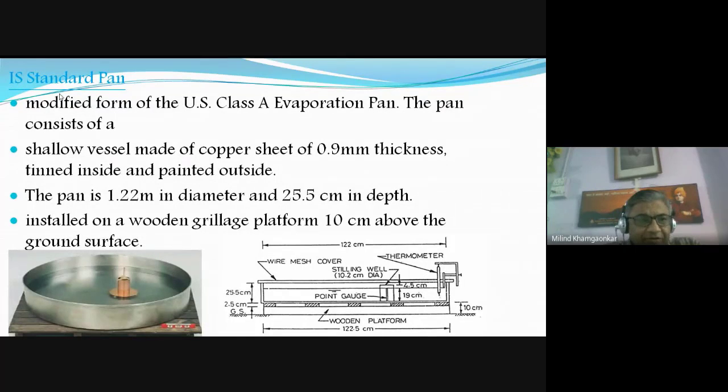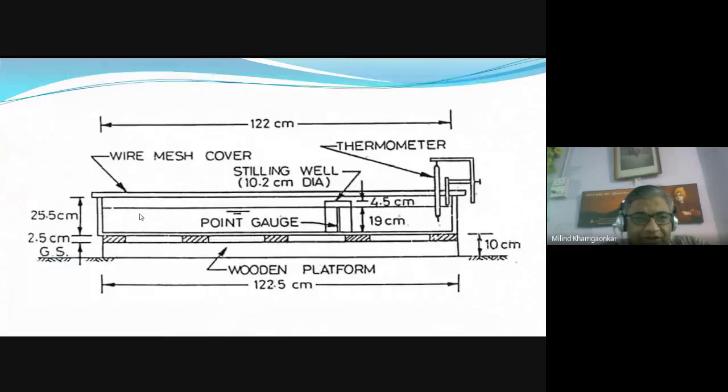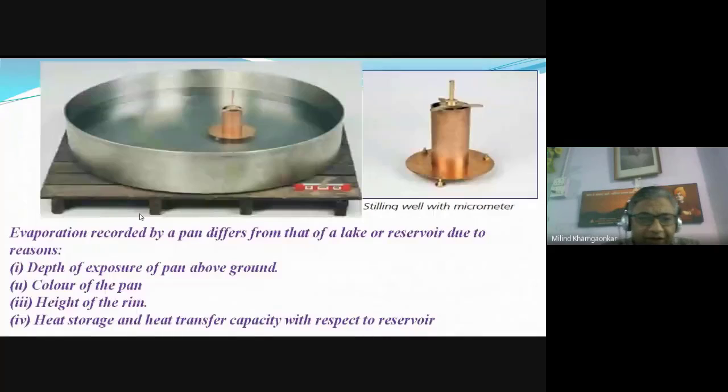The Indian standard evaporation pan has a diameter of 122 centimeters, and its depth is 25.5 centimeters. There is one gauge, called the stilling well, which measures the water that has evaporated. These are all the details of that equipment. This equipment is placed adjacent to the reservoir so as to find the evaporation from the reservoir.